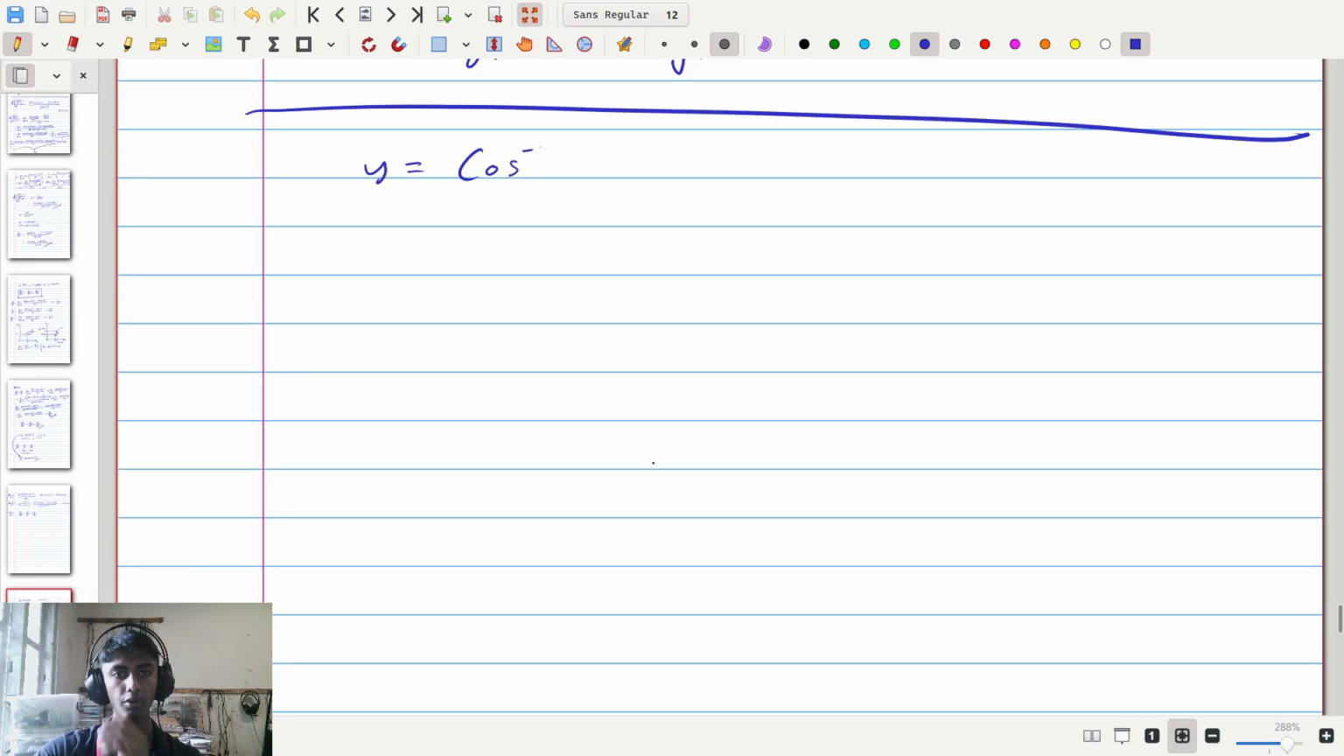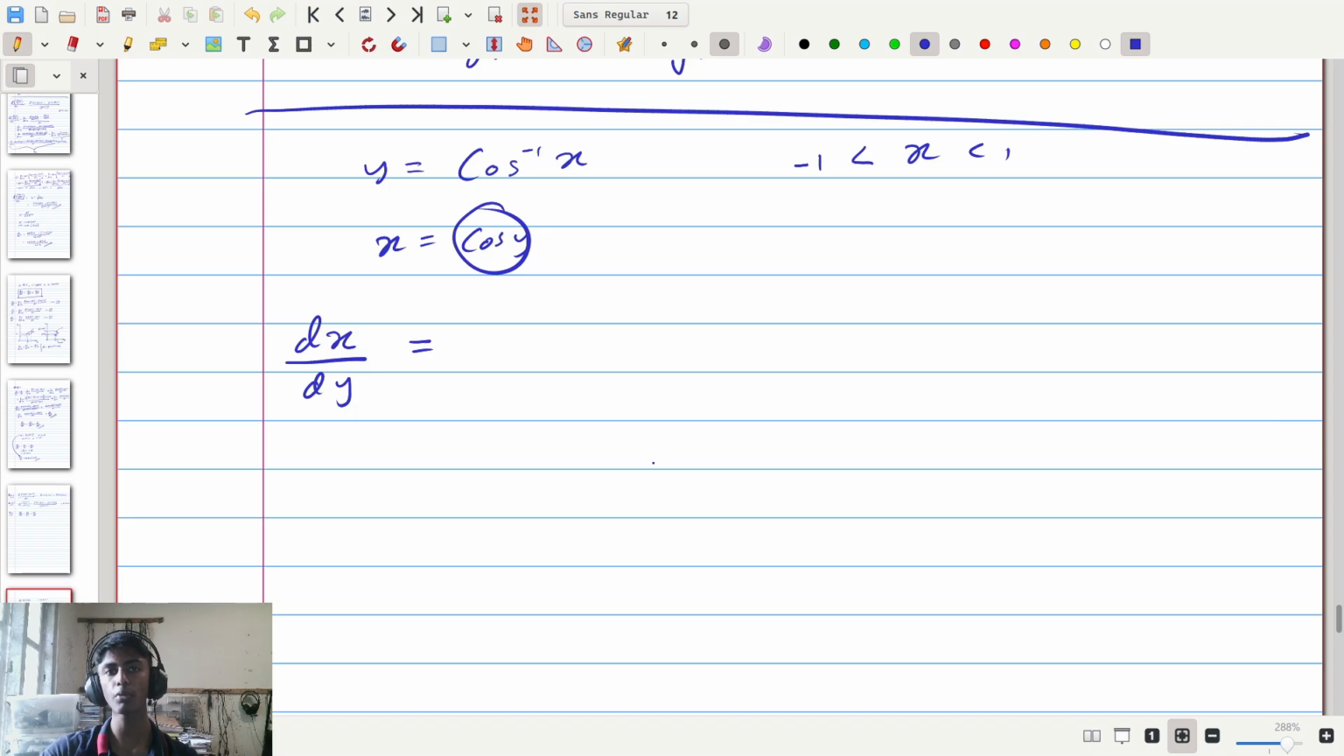Again, this needs to be for the valid ranges. So if we have y equals cosine inverse x for x's between -1 and 1, given this we can say that x is going to be equal to the cosine of y. Now then, taking the derivative of both sides, dx by dy, as in the derivative of x relative to y instead of y relative to x, we have the derivative of cosine. The derivative of cosine, as we found earlier, is negative sine, so here we have negative sine of y.